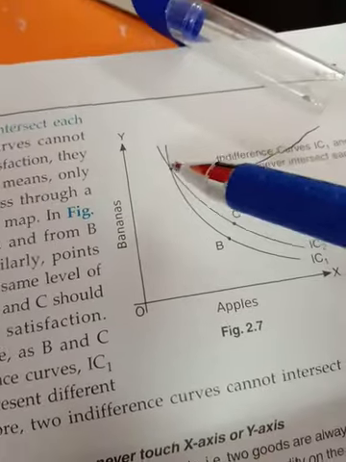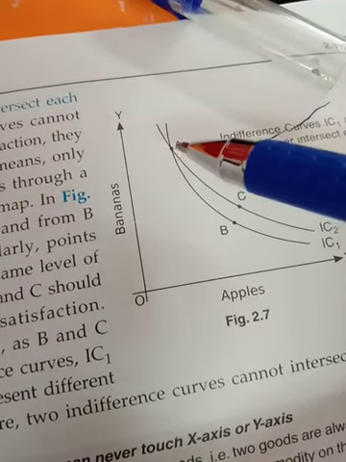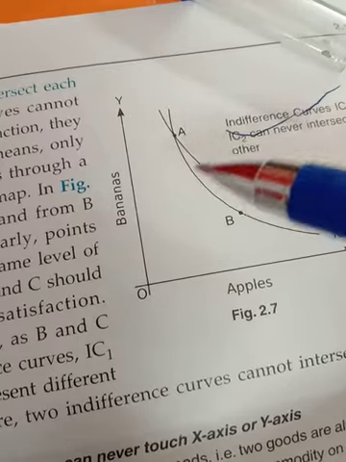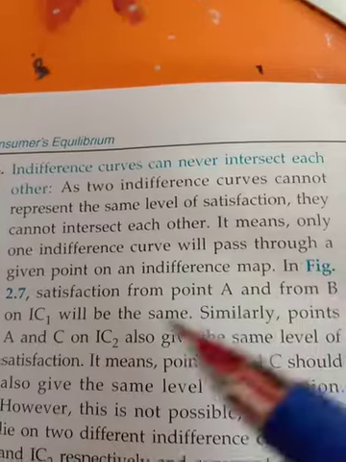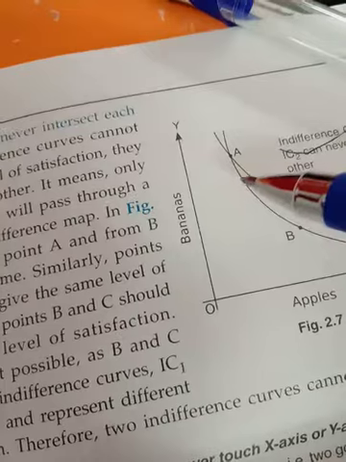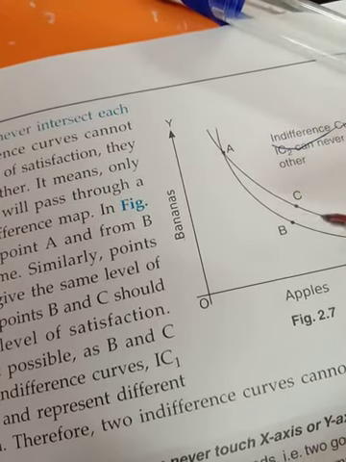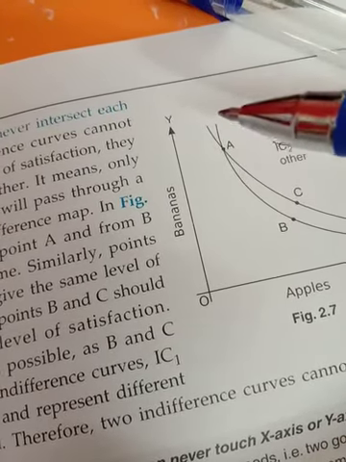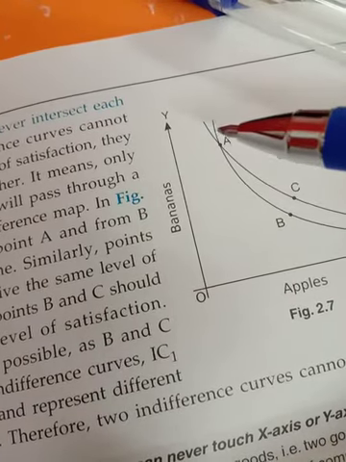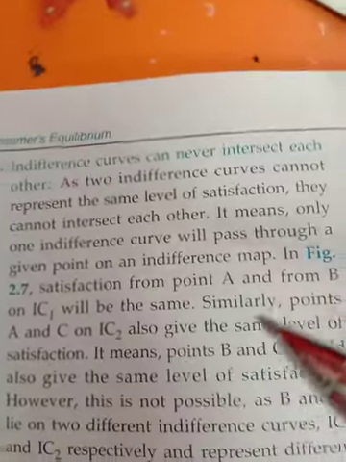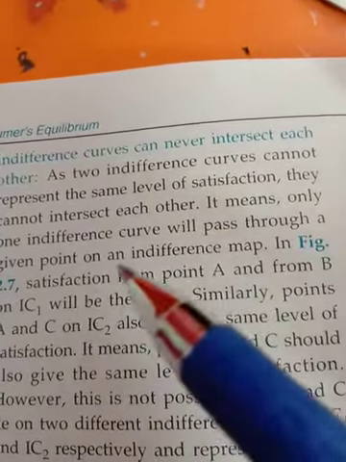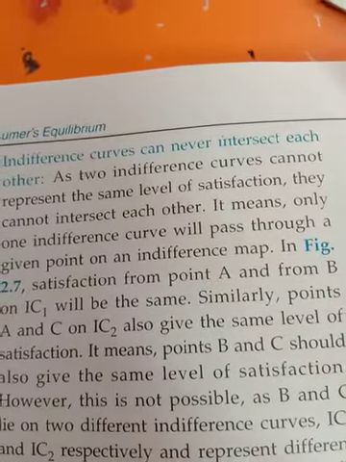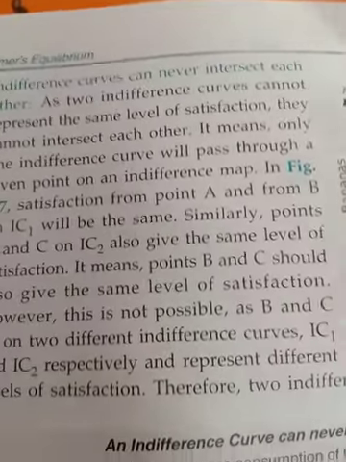If at point A they are intersecting, that means at point A the satisfaction level on both indifference curves is the same. That cannot be possible. So it means only one indifference curve will pass through a given point on the indifference map. This is the indifference map area. If one indifference curve is passing through a point, then another indifference curve cannot pass through the same point. So they are saying that two indifference curves never intersect each other. Another indifference curve cannot have the same point.